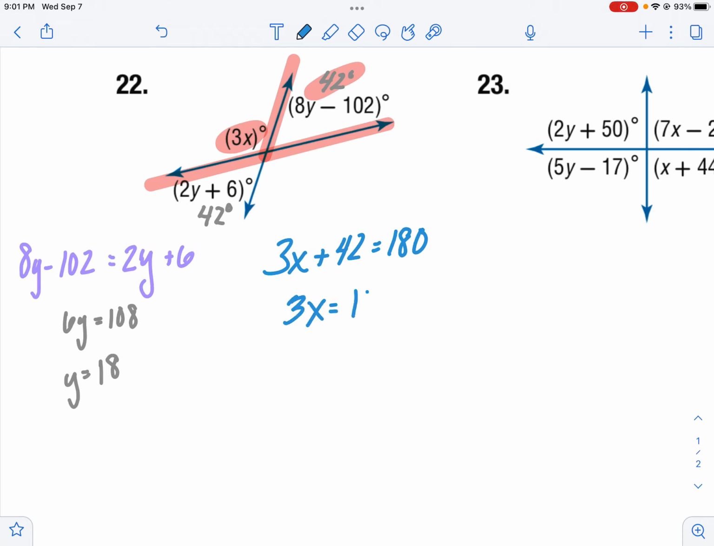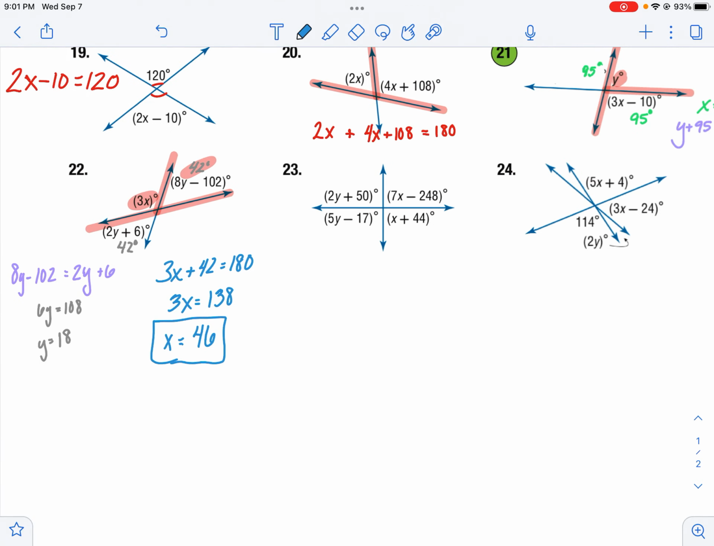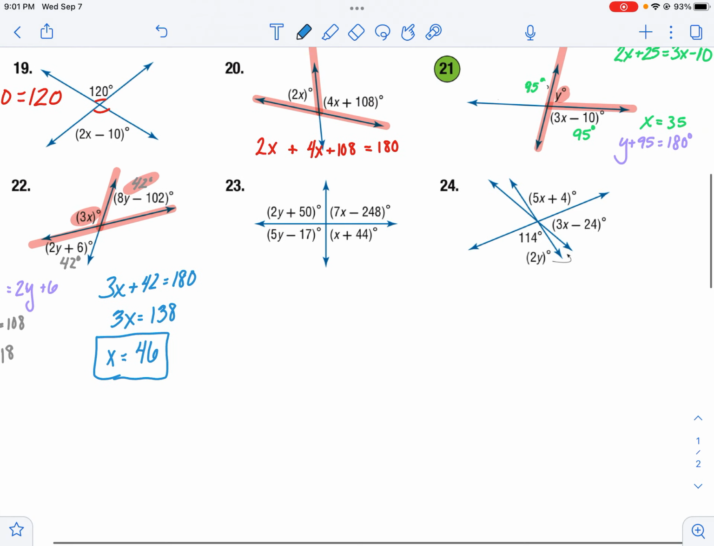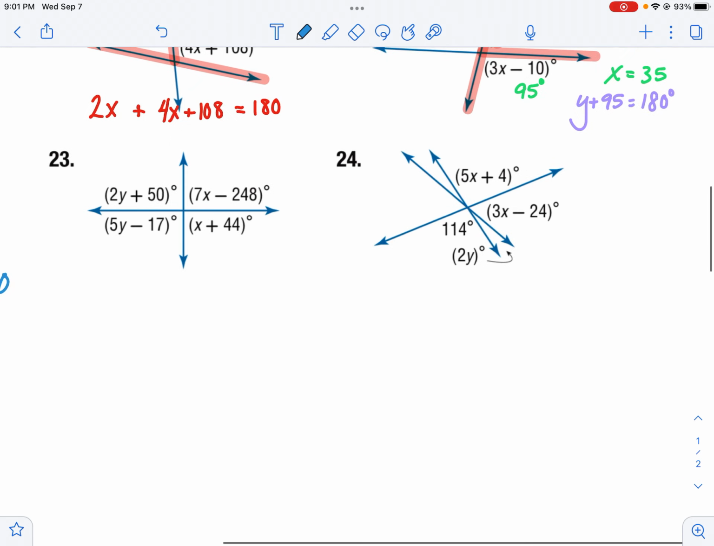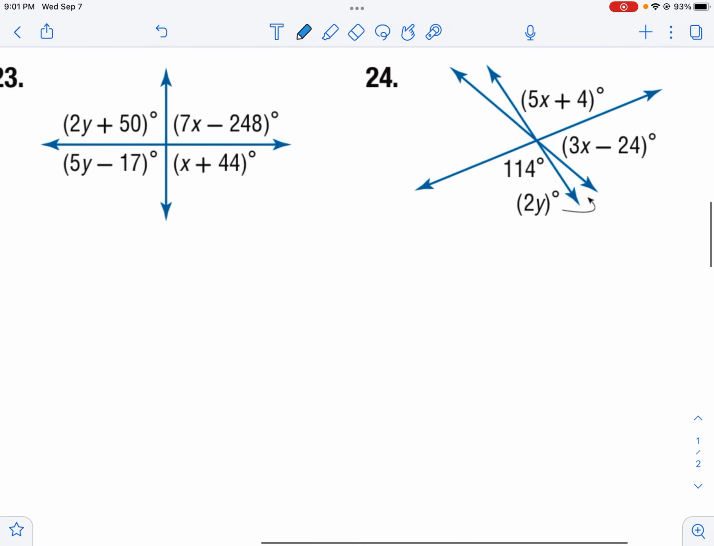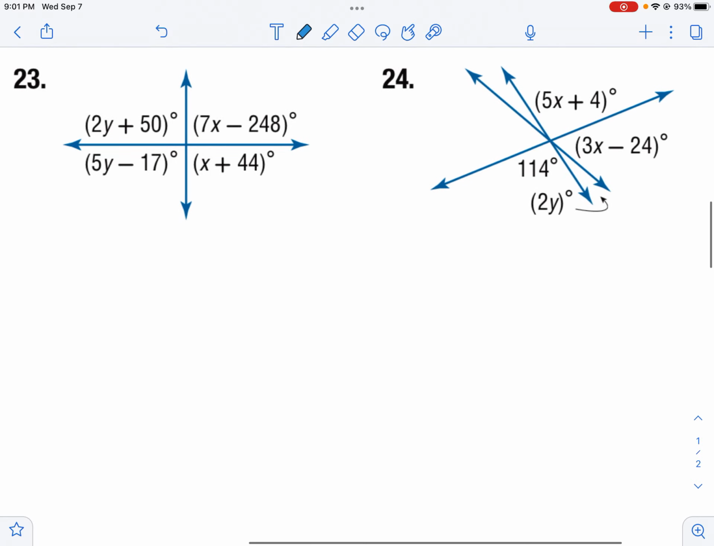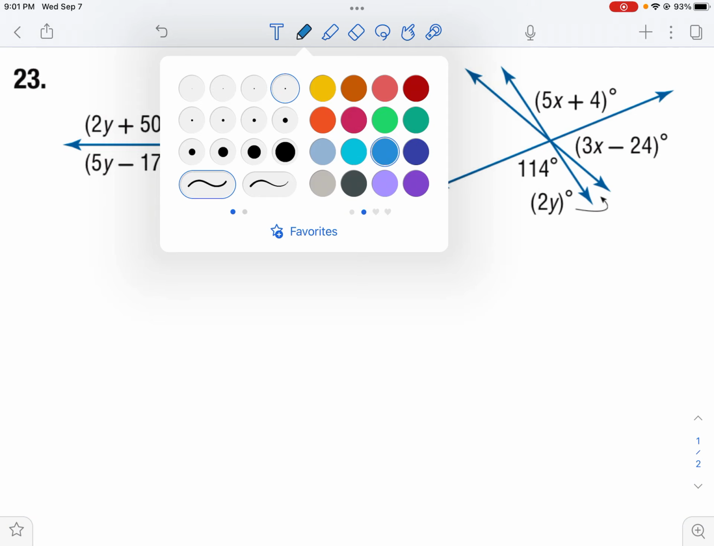3x should be equal to 138. That's 120 plus 18. So x should be 46. Why don't you try 23 and 24 on your own? Try them out. Pause the video, unpause, and check your work when you're ready.